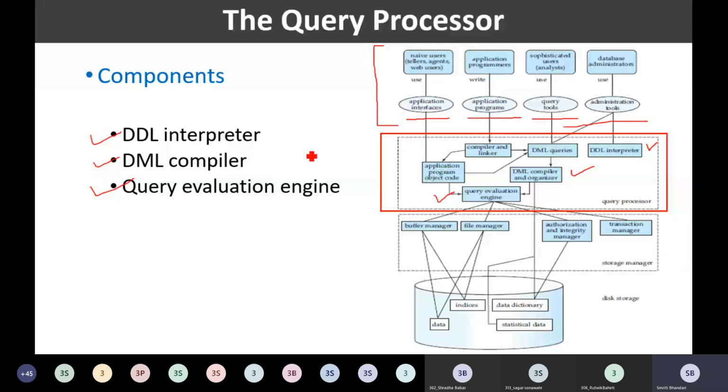We have a number of ways to extract the data. So my query evaluation engine will execute the low-level instructions generated by my DML compiler, find the optimal way to extract the data, and perform accordingly. So these are the tasks performed by this query processor. I hope you have understood the concept. If not, please let me know.